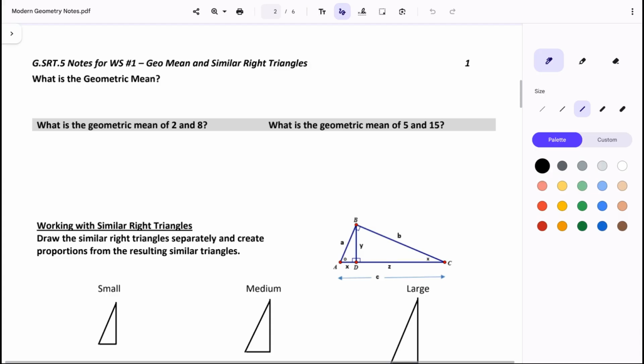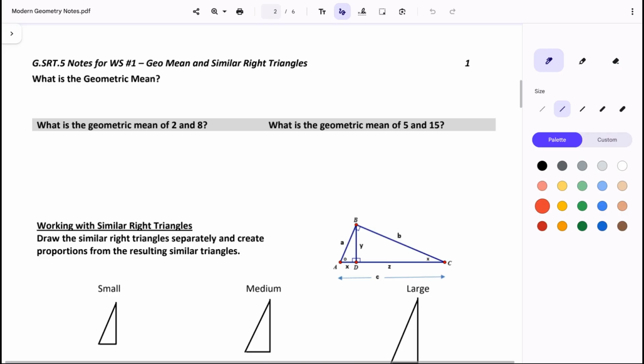Okay, for today we are going to be talking about geometric mean and how this shows up on similar right triangles. So first of all, before we get too far into it, what do you guys think it means for something to have a geometric mean? Okay, so someone said that it's maybe the average of something dealing with a triangle potentially. So let's elaborate on that a little bit.